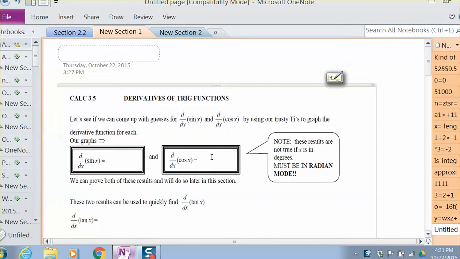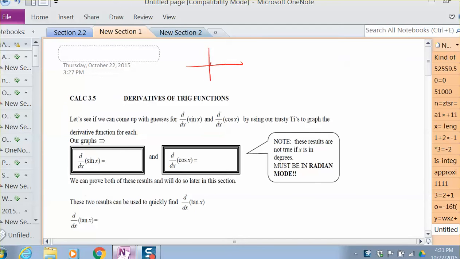So we're going to start off by doing derivatives of trig functions. Let's take a look at what the derivative of sine and cosine would be. Now, we do know that a sine graph looks like this, y equals sine x. You know, a cosine graph looks like that.